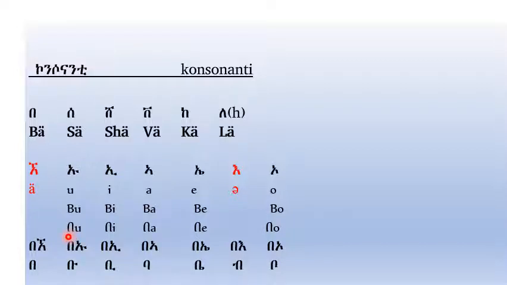If you want to write bo, we write the b and the o. This is our bo. This is our b, for this class at least. This is our ba, the a. This is our be. It looks like the Amharic be. I will show you later on. And bo, the o. Okay.